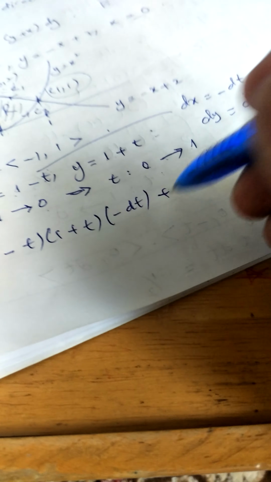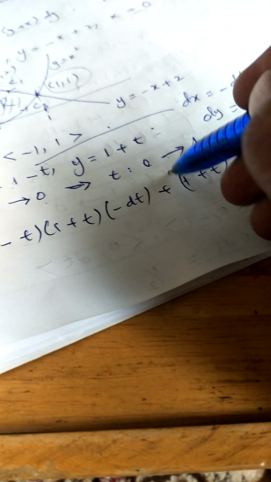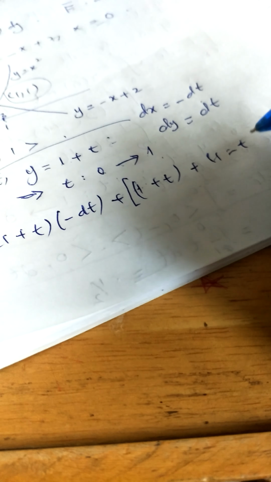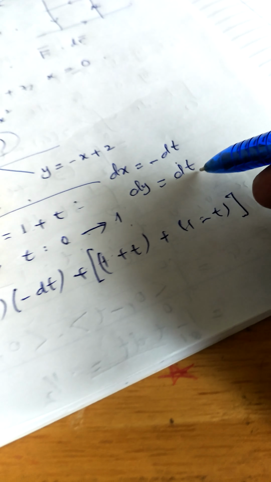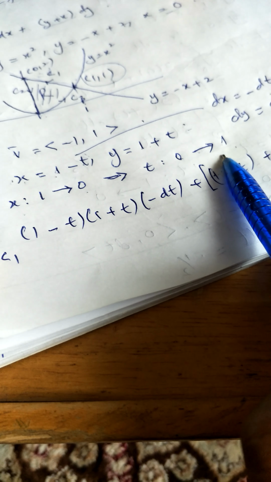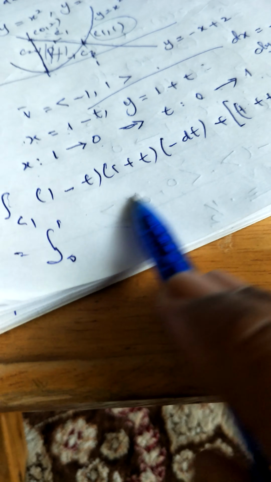Then we have plus y. Our y is 1 plus t, and x is 1 minus t. dy is dt. Okay, so now all the integrand is in t. We integrate with respect to t. The limits we have found are from 0 to 1 for t. So now we integrate from 0 to 1. Simplify this.